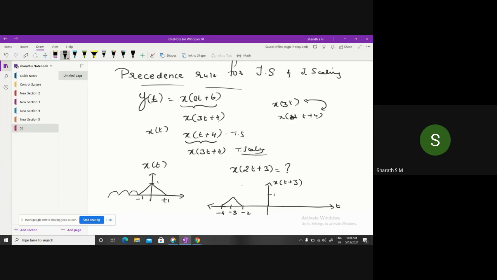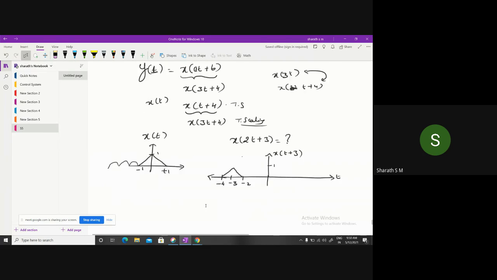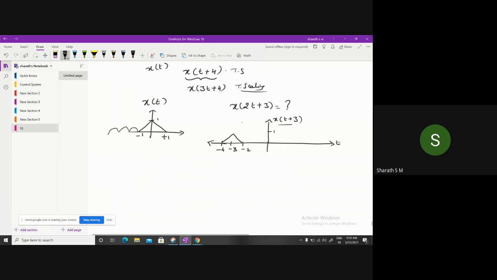And then x of 2t. We have x of t plus 3. To make it x of 2t plus 3, we divide the scale by 2. So 2t means we need to divide the scale by 2. So -4 divided by 2 is -2, and -2 divided by 2 is -1. So we have a signal from -2 to -1 with the amplitude level as 1. So this is x of 2t plus 3.